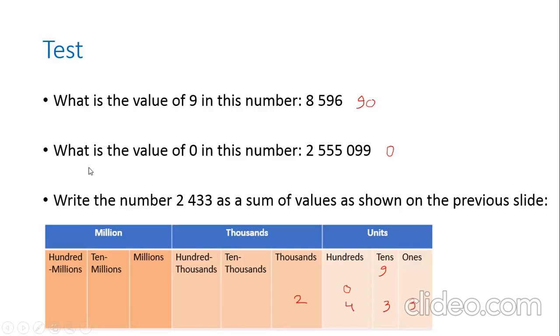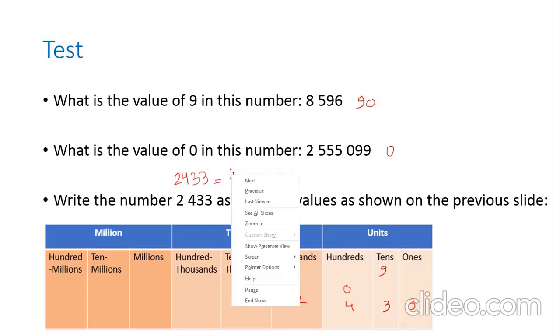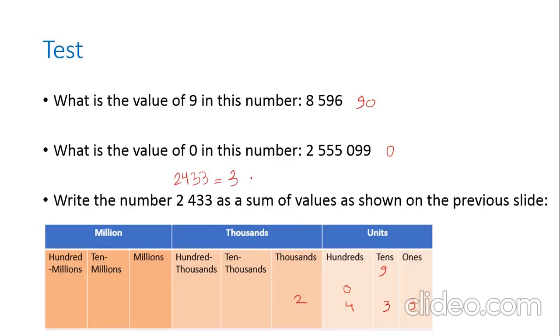So this number that we started with, 2,433, could be written as a sum of the values of its digits. So it is 3 plus 30 plus 400 plus 2,000. If we sum these together, we will get back to our initial number.